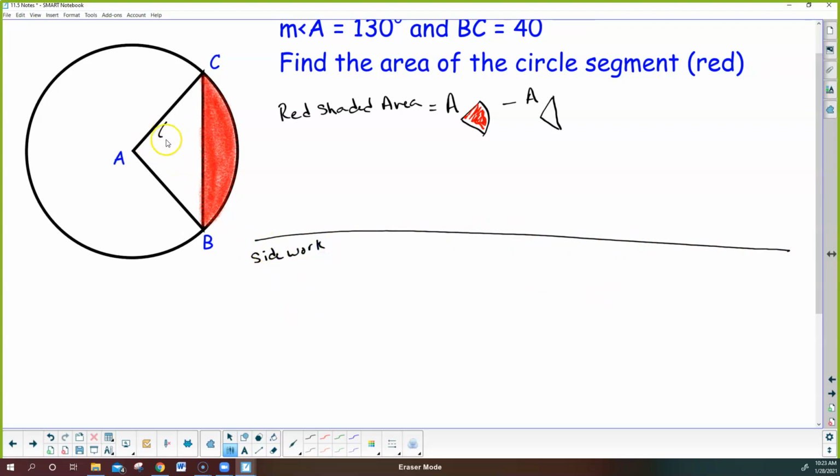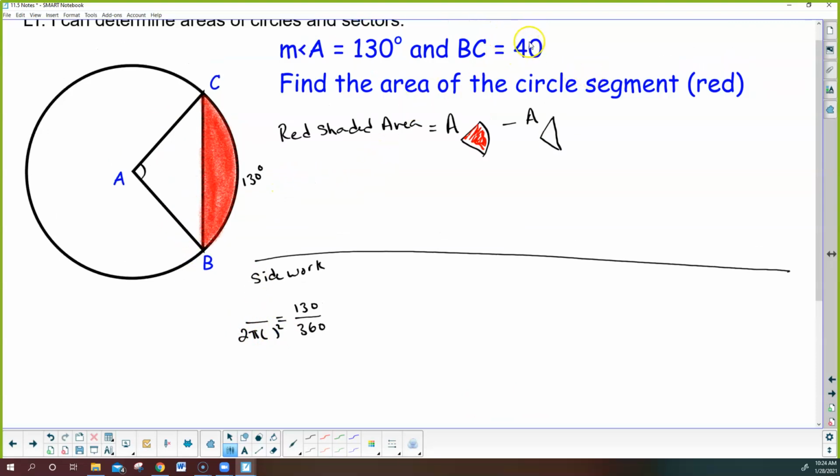So let's think of this sector and let's actually analyze what we have. I know that the measure of angle A is 130, so its arc measure is also 130. So I'll have 130 over 360, and we want the area of the circle, which is 2 times pi times r. But I don't know the radius. I'm going to have to find that. The only thing I do know is that this length from B to C is 40.